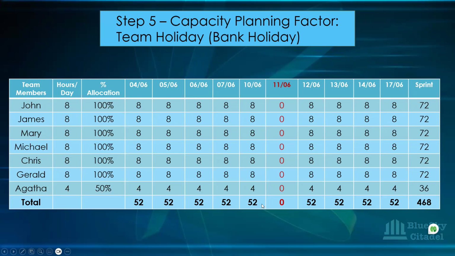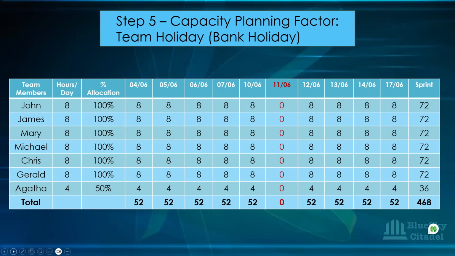Because initially you have 80 for everyone. Now you're having 72 because 8 hours has been removed. And for Agatha, it's only 4 hours that will be removed from her 40 to give 36. And when you add that together, what you have here is 468, because a 52-hour, the whole day has been taken out of the equation.